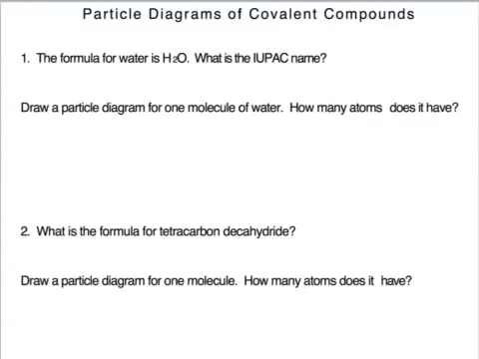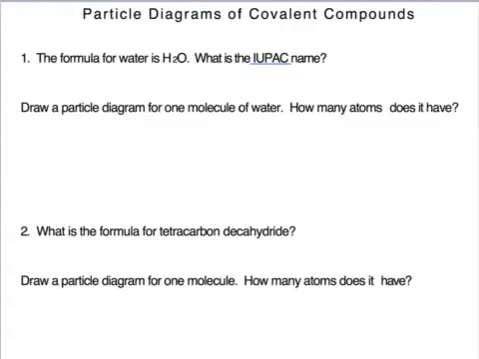All right, now we want to look at particle diagrams for covalent molecules or covalent compounds. So we want to write the IUPAC name. IUPAC name is basically the name that's accepted. IUPAC stands for International Union of Pure and Applied Chemistry. So basically the rules that we've just went over, those would be the IUPAC rules for naming covalent compounds.